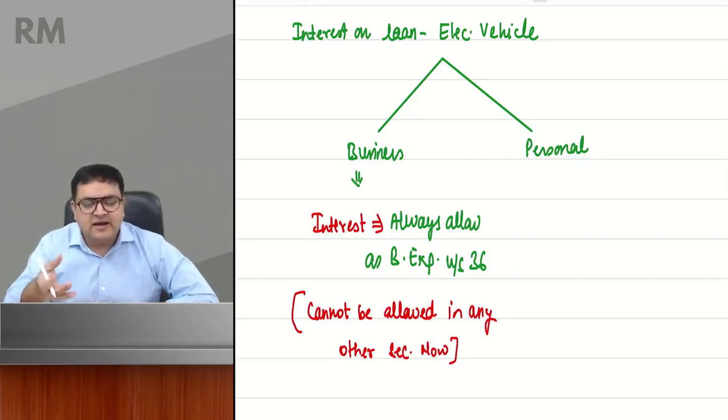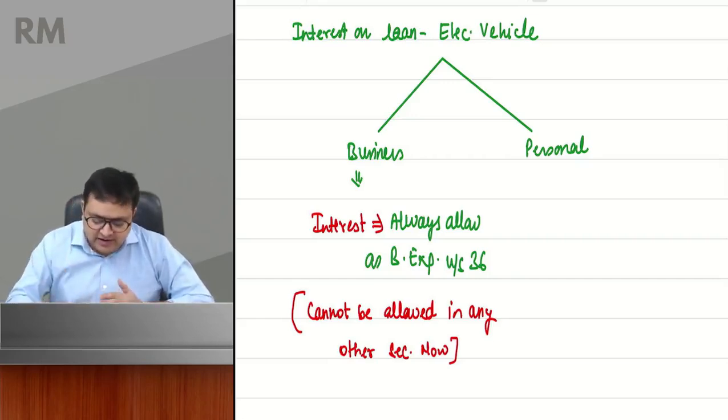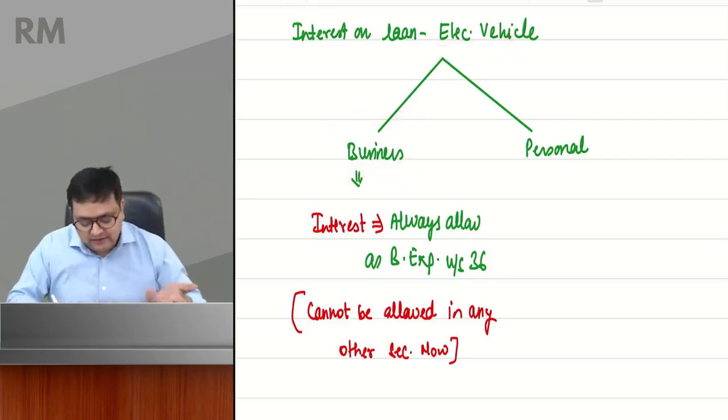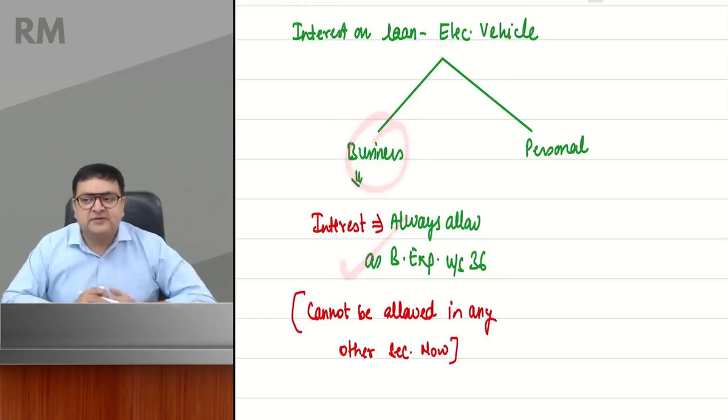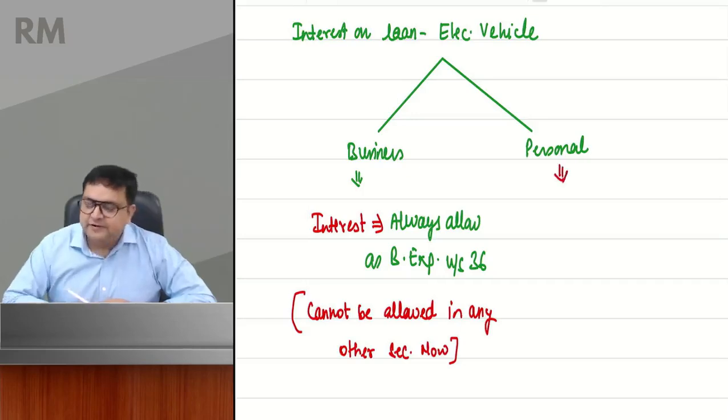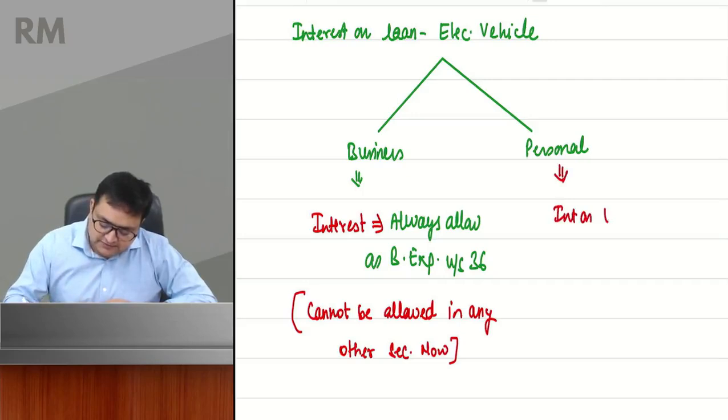You have purchased an electric vehicle. I'm not saying only electric vehicle. You have purchased any business asset, it is a business expense, interest. No doubt over here. But if it is personal, then interest on e-vehicle is allowed under section.